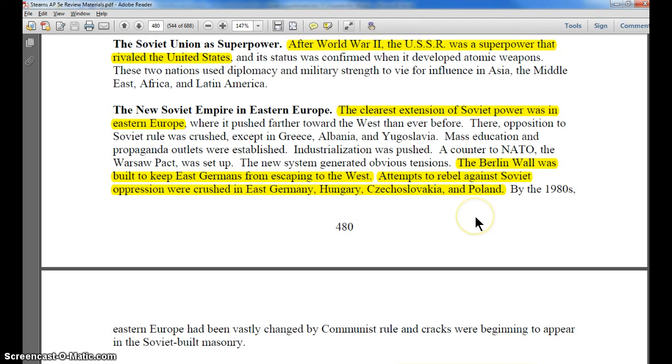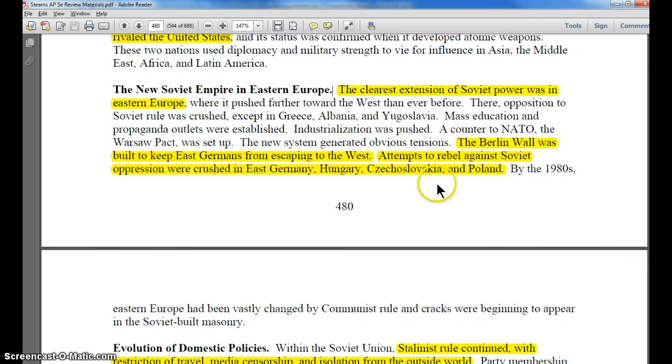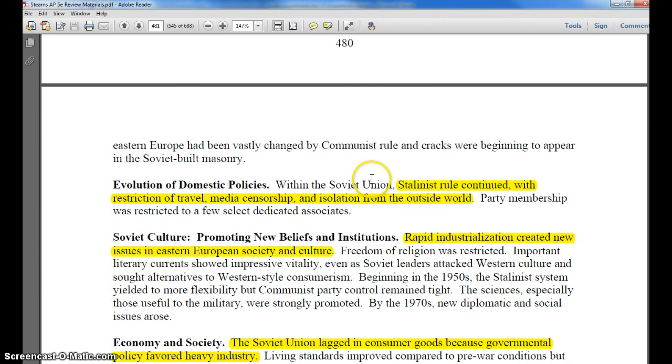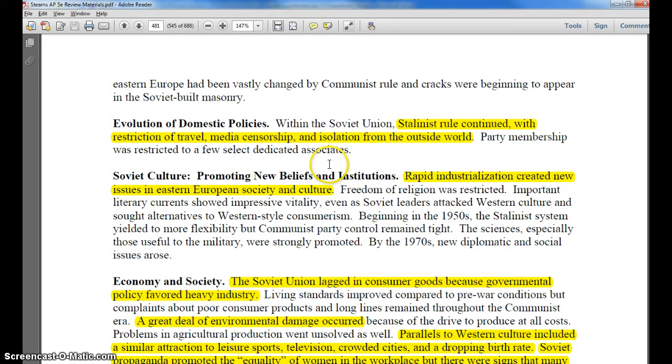With Poland, make sure you pay attention. On page 771, there is an important term there that you should make sure you know for Poland. And then the evolution of domestic policies, even though they're still Stalinist, which means they do things the way Stalin did them, they're restricting things, and this is controlling society a lot more. And you see party membership is restricted.